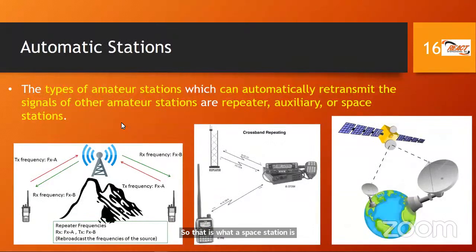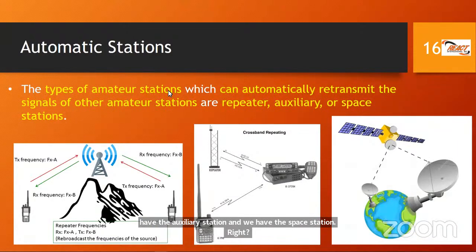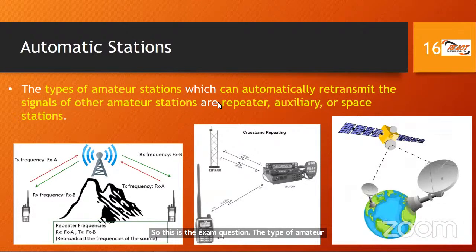Okay, so for the exam, they will ask this question. We have just repeated a couple of the last slides, the pictures from them. We have the repeater station, we have the auxiliary station, and we have the space station. So this is the exam question. The type of amateur stations which can automatically retransmit the signals of other amateur stations are repeater, auxiliary, or space stations. Let's break that down a little bit.